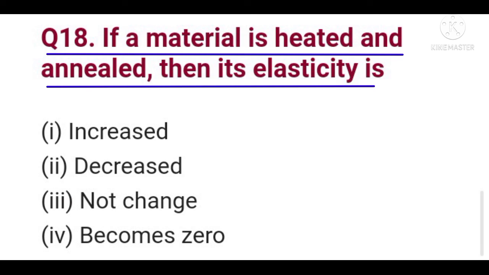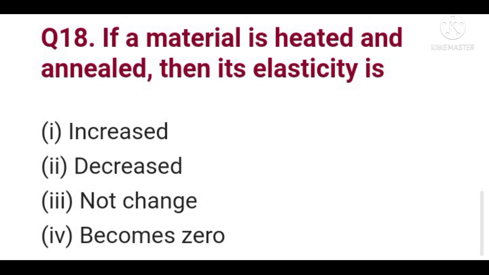Question number 18. If a material is heated and annealed, then its elasticity is: first option, increased; second option, decreased; third option, not change; fourth option, becomes 0. When we heat an annealed material, then its elasticity decreases. So here second option is the correct option. If a material is heated and annealed, then its elasticity decreases.